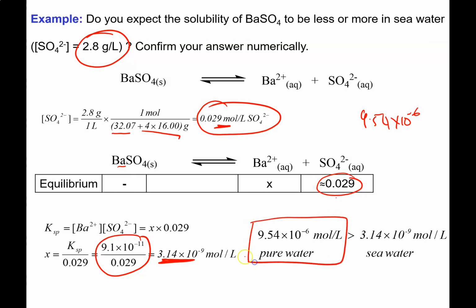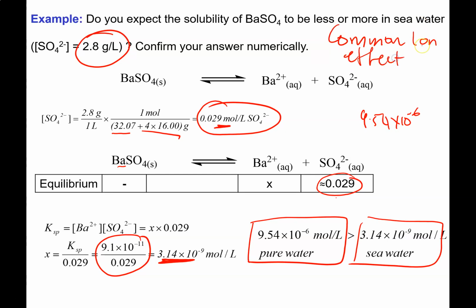So in pure water, the concentration of barium sulfate will be 9.54 by 10 to the minus 6 moles per liter. In the seawater, it's like 1,000 times less, 3.14 by 10 to the minus 9 moles per liter. So you can see the effect is pretty dramatic. It's Le Chatelier's principle in effect. It's a special case of Le Chatelier's principle called the common ion effect. You add a common ion and it pushes the equilibrium to the left.